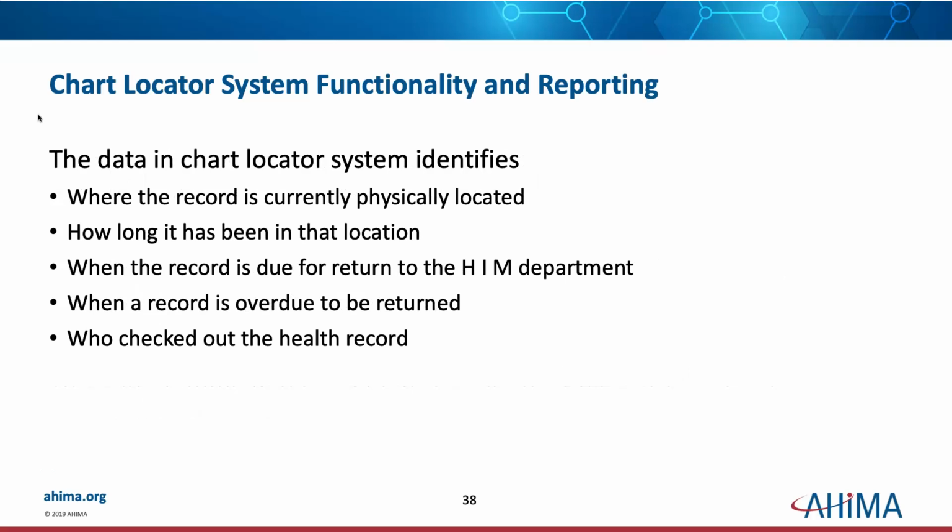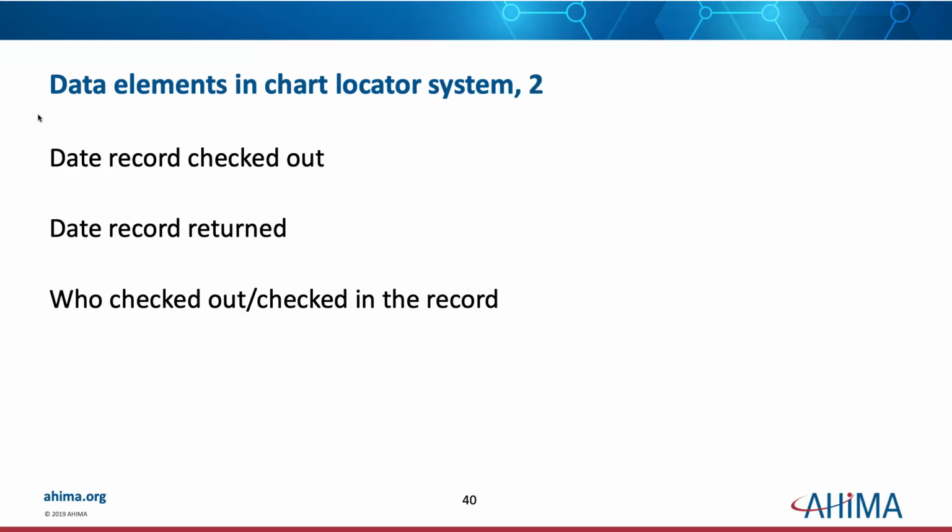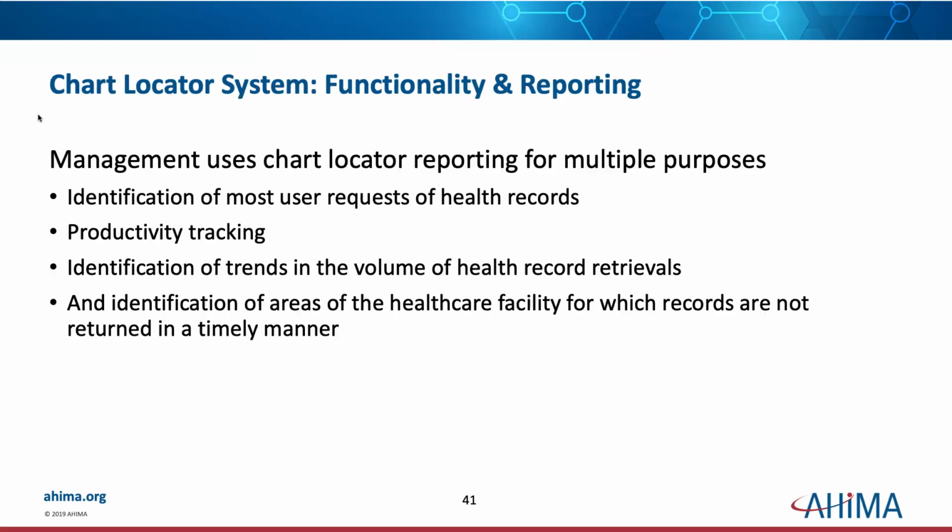So some things that are there are where the record is currently physically located, how long has it been in that location, when is the record due for return to the HIM department, when is the record overdue to be returned, and who checked it out. So data elements include patient name, health record number. Sometimes these paper records are so big you have multiple volumes. It's not uncommon to see somebody with 15 volumes back in the day when it was all paper charts. And then the location of the record, checked out to, date it was checked out, when it was returned, who checked it out, who checked it in.